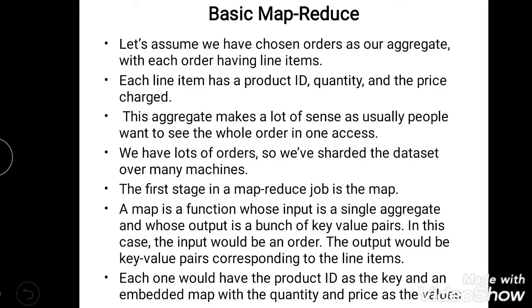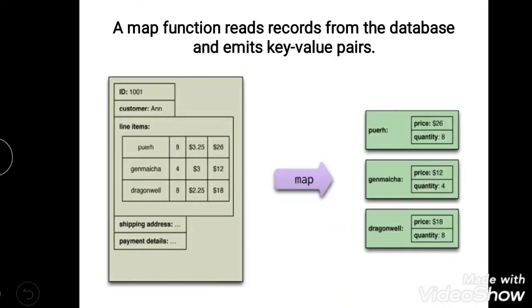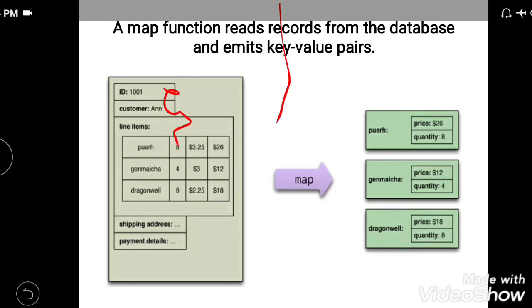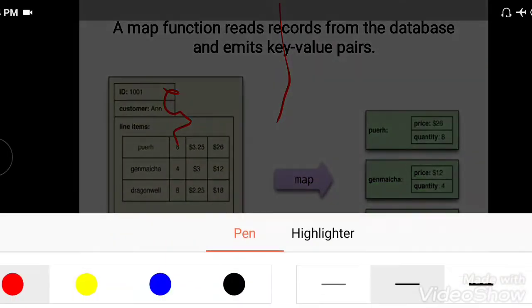So in this case, the input would be in an order, and the output will be key value pairs. Let us see a small example. The map function reads records from the database and emits key value pairs. Here we have an ID, a customer, and line items.